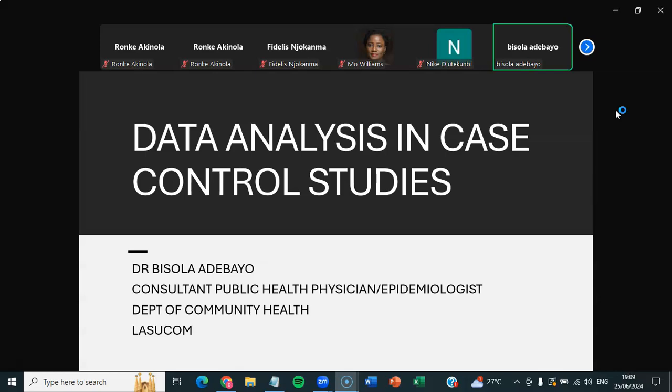So today we'll be talking about data analysis in case control studies. Case control studies are an important epidemiological design. When we look at the hierarchy of study designs, it's a bit intermediate. It's rated higher than cross-sectional studies, but lower than cohort studies and, of course, experimental studies. But hopefully by the time we're through with the lecture, we'll understand its importance.